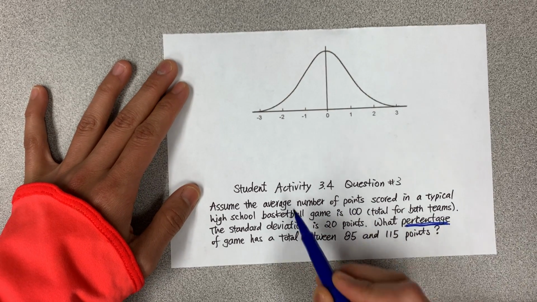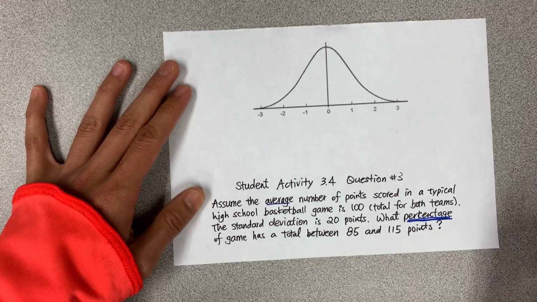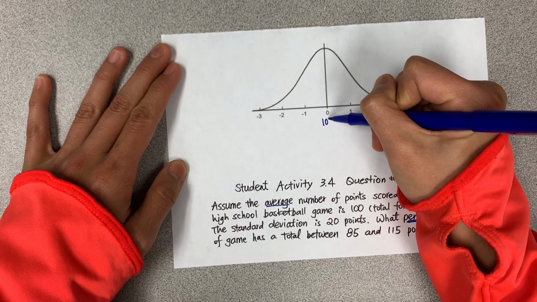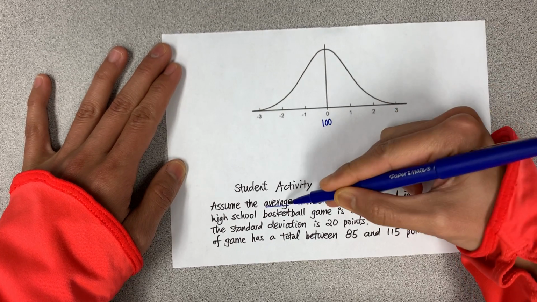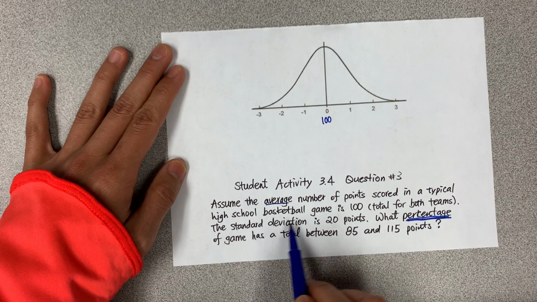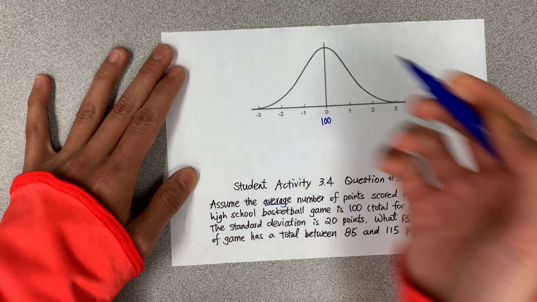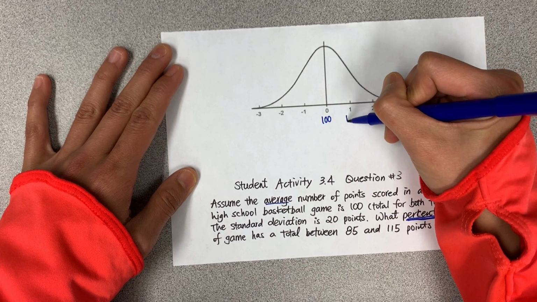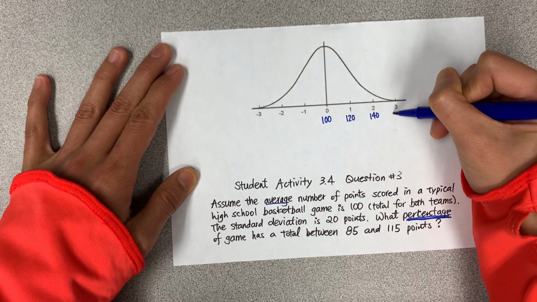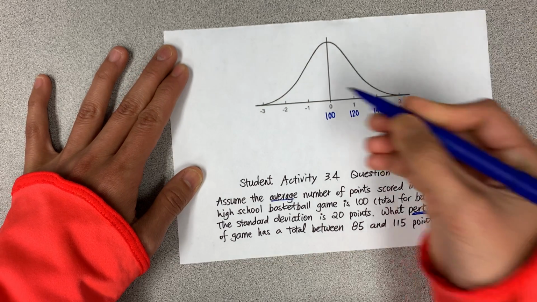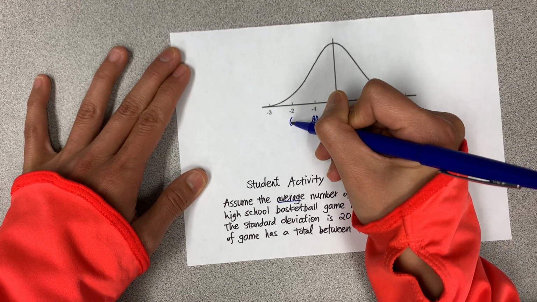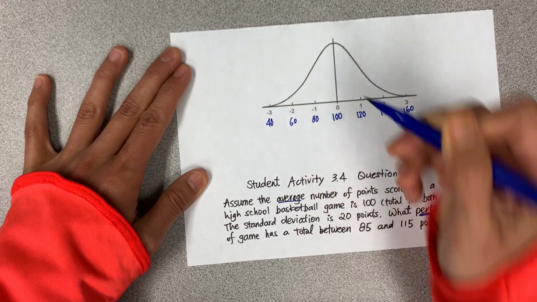So right now, we know the average is 100. So what we can do is put the raw score here. So we can put 100 here, okay? So here's the mean, which is the average for the game, 100. Now we know the standard deviation is actually 20 points, meaning that one standard deviation here is 120, here, 140, 160 here, okay? Now, on the left-hand side, it would be 80 here, 60 here, and 40, okay?